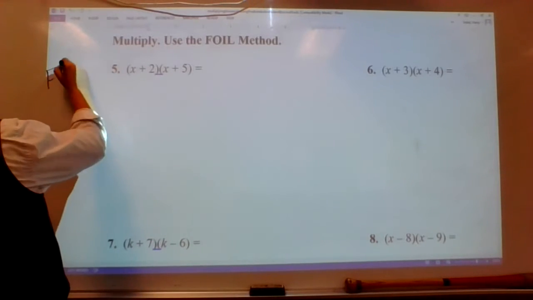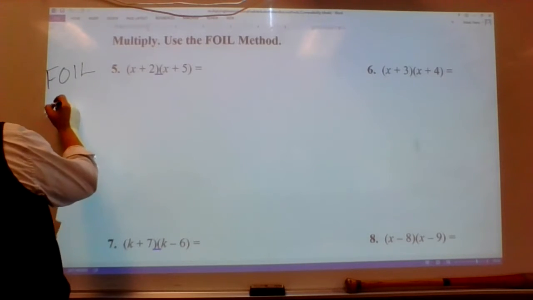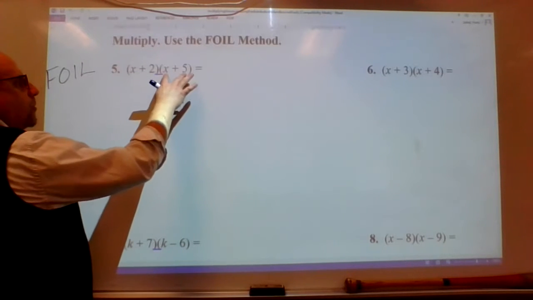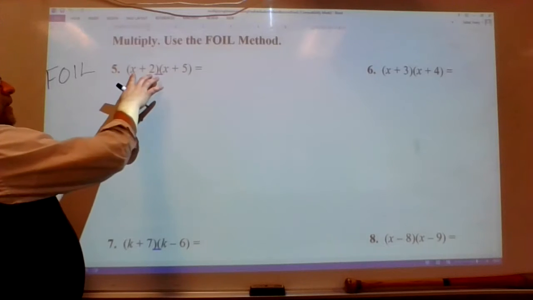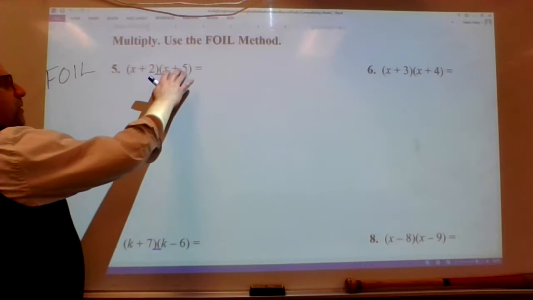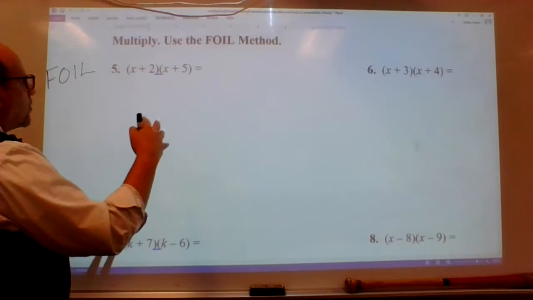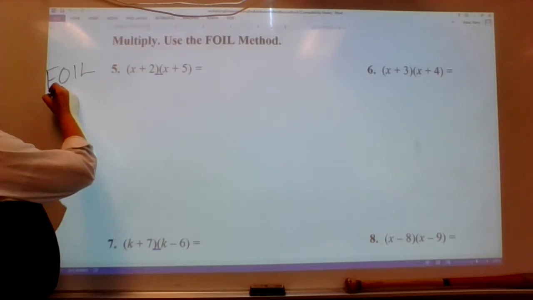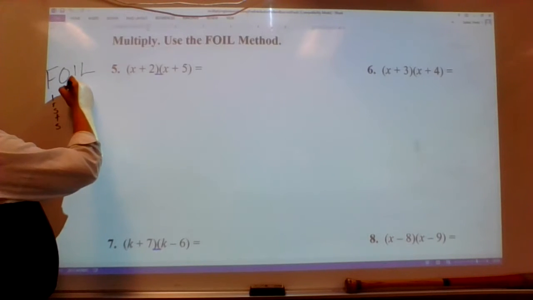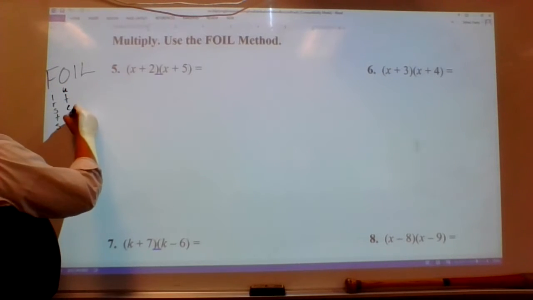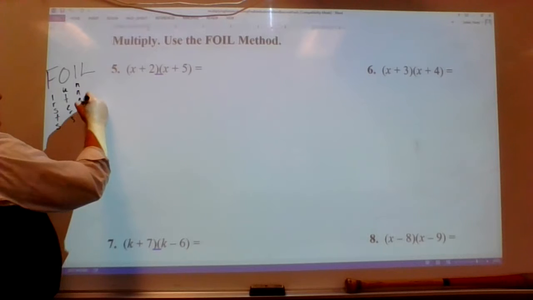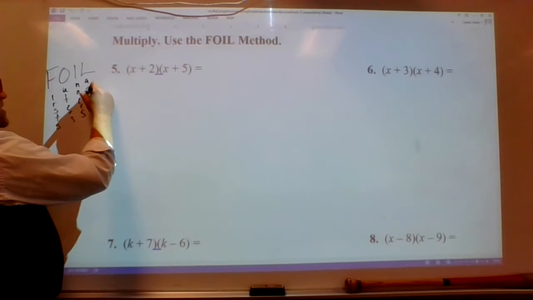FOIL is just that acronym that talks about what we do when we're multiplying. These are binomials, and it just means there are two terms that we're multiplying together. These are two terms that are added or subtracted, and we're going to multiply one binomial by another binomial, and we're going to use what is called the FOIL method, and it means multiply the firsts, multiply the outsides or the outers, the inners, and then multiply the lasts.